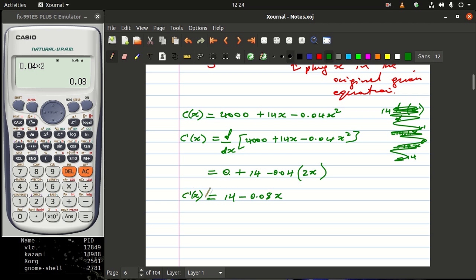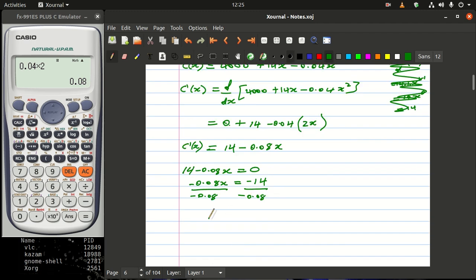The second thing, you want to set this equal to 0. So you have 14 minus 0.08x equal to 0, and I take the 14 to the other side, so I have minus 0.08x must be equal to minus 14. Then I divide by minus 0.08 on both sides, and the negatives cancel out, so I am left with x equal to 14 divided by 0.08, which is 175.